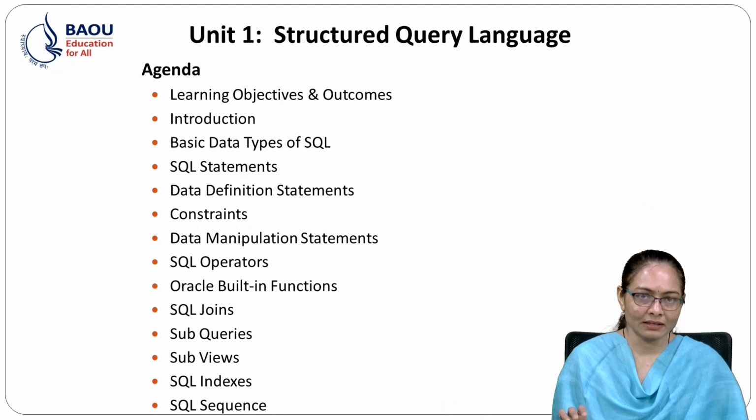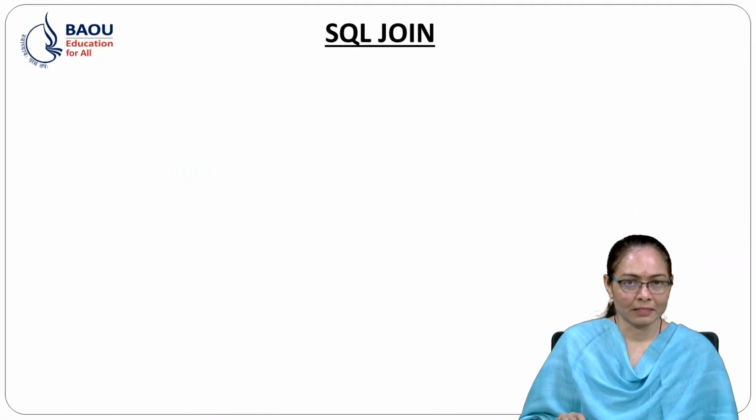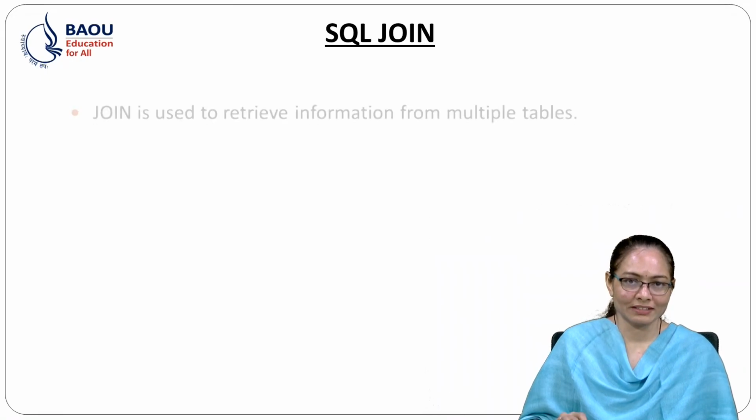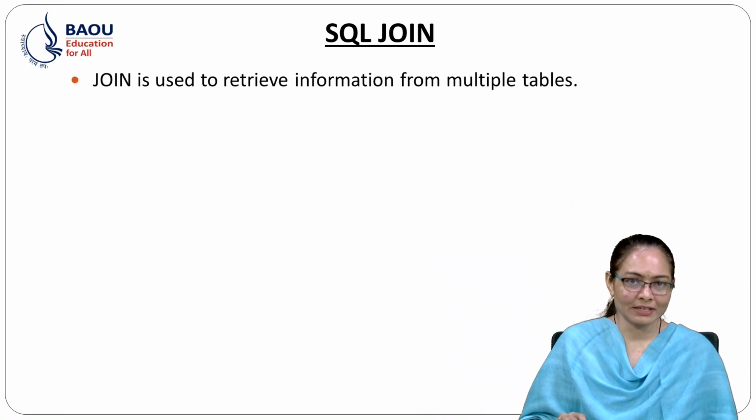Now, today we are going to start with the SQL joins. In our syllabus, SQL joins include the inner join, outer join and self join. Now we start with the SQL join. Join is used to retrieve the information from multiple tables. In a join, one column should be common in the related tables.